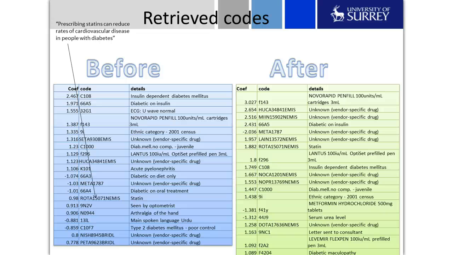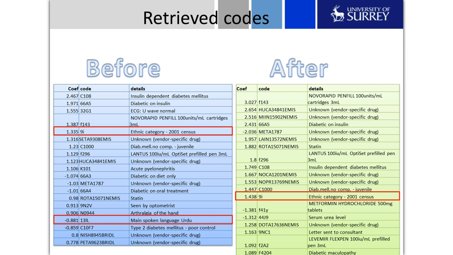There is also statin. Prescribing statin can reduce rates of cardiovascular disease, apparently in people with diabetes, according to some study. And so the coefficient is slightly favorable to type 1 diabetes, but again, this needs to be investigated. Now, we also have metformin. Metformin is a drug that is commonly prescribed for type 2 diabetes patients. So the coefficient is negative. That makes sense.